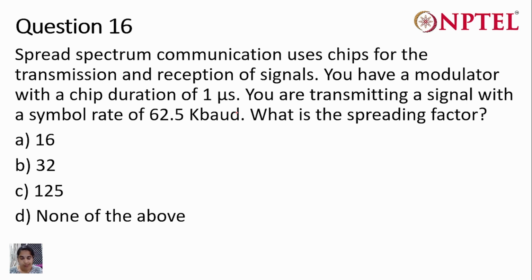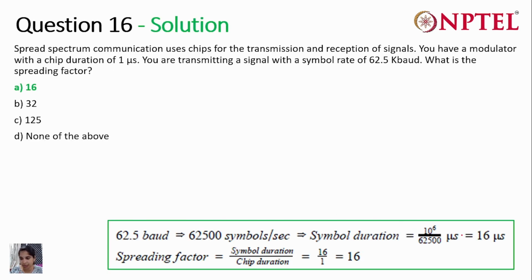The symbol rate is 62.5 kilosymbols per second, and the chip duration is 1 microsecond. So you calculate the symbol duration from 62.5 kilosymbols per second, and the chip duration we know, and that ratio is the spreading factor. So the symbol duration, if we see, is 16 microseconds. So the spreading factor is symbol duration by chip duration, so 16 by 1.